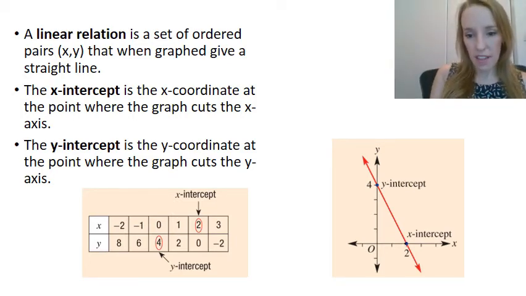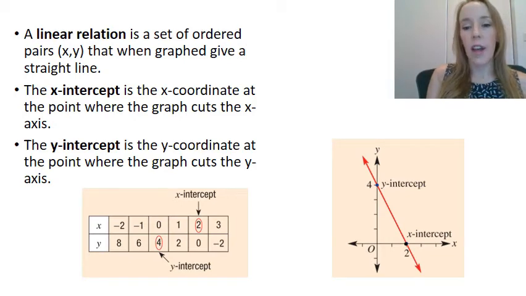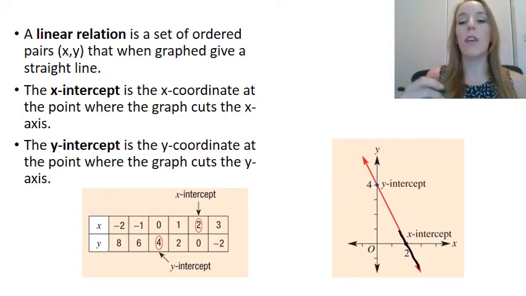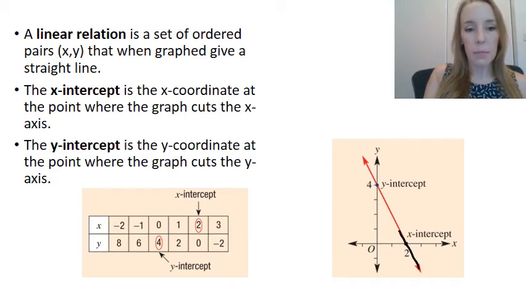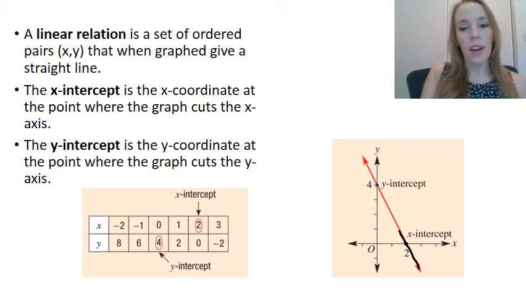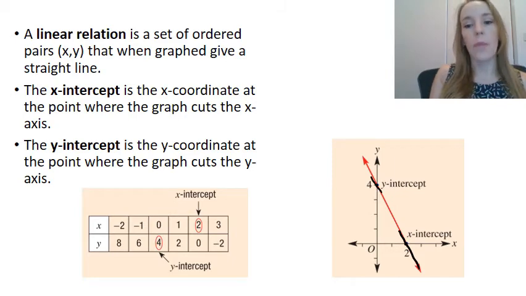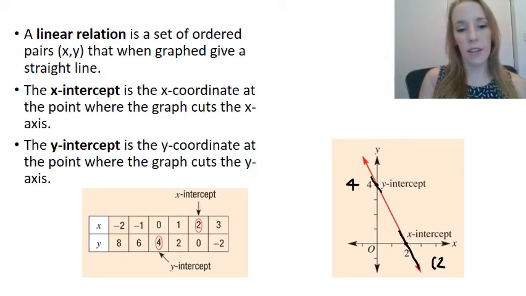So in our graph here, this would be the x-intercept, because you can see this is our line here of our linear relation, and that's where it cuts that x-axis, and that's called the x-intercept. The y-intercept is the y-coordinate at the point where the graph cuts the y-axis. So you can see right here, it's cutting that axis. So the x-intercept in this example here would be 2, because that's the point where it cuts the x-axis, and the y-intercept would be 4, because that's where it's cutting the y-axis in the graph.